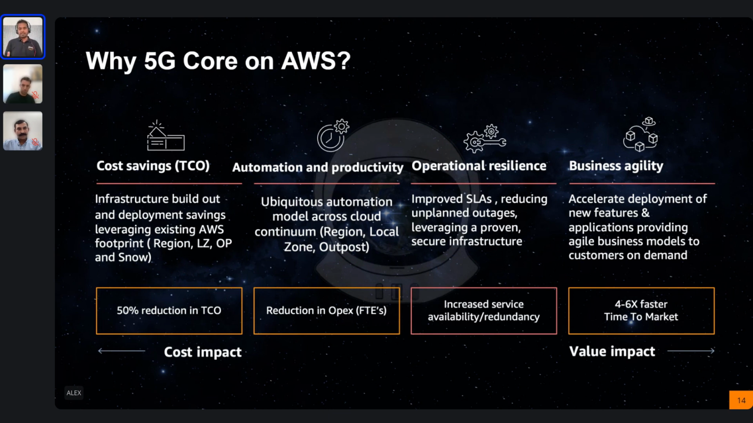You get the operational resilience. Your core is the heart of your 5G network. If the core is not resilient, your 5G network is not going to support the SLAs that you have committed to your clients. So AWS infrastructure allows you to build a service which is operationally resilient, which is redundant, and allows you to build services which can cater to the SLAs that you have committed to your clients.